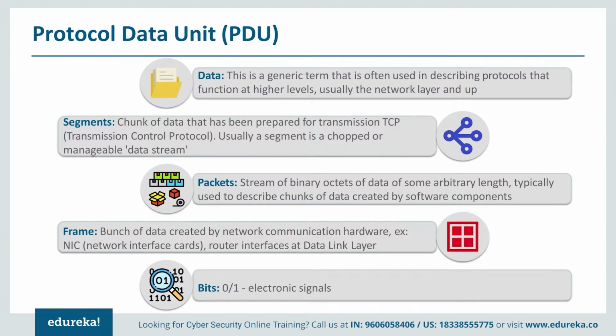Segments are also the same way. A segment is the chunk of data from the session layer. The data received from the session layer will be in chunks. It will be broken down into data streams, and usually a segment is a manageable data stream. And data is the generic, normal term we often use to describe protocols or information, usually from the network layer and up. Any information above the network layer is called data.